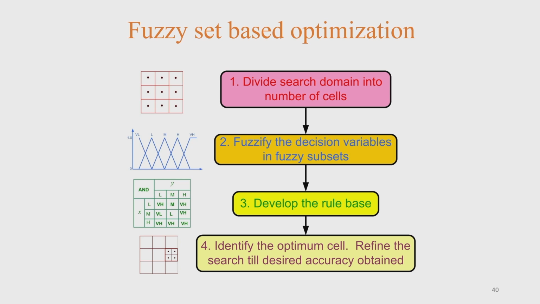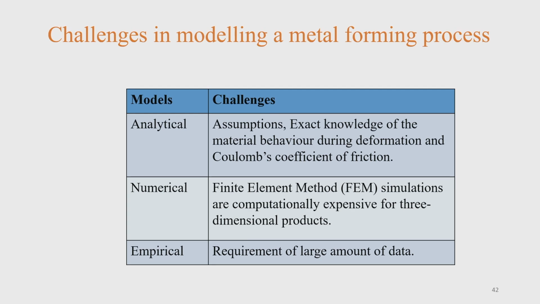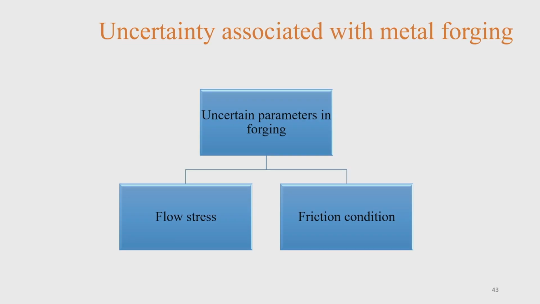So just like human beings, we can say in terms of the language, and we can make that. And we need to model. We have already emphasized the importance of modeling. There are many things that have to be found, and models are analytical, numerical and empirical, like data based. There are uncertainties associated with processes like metal forging.